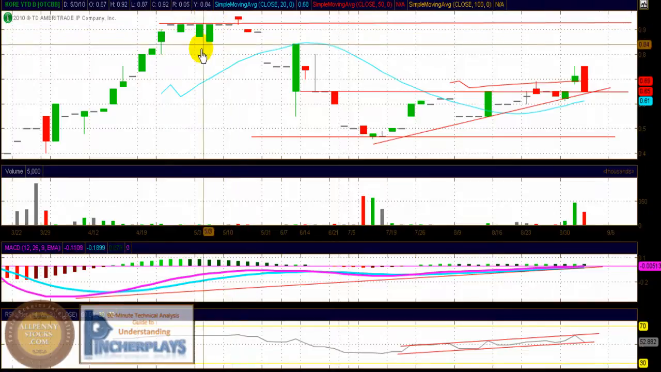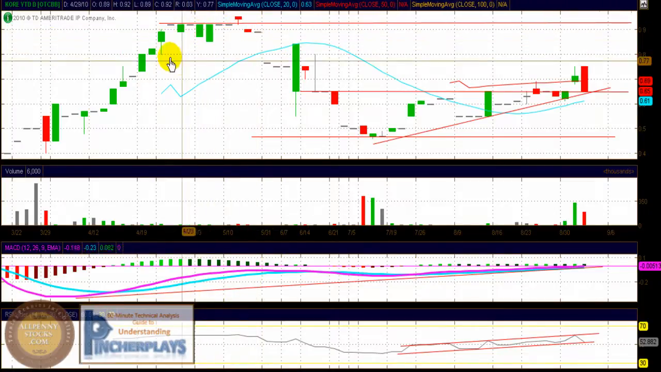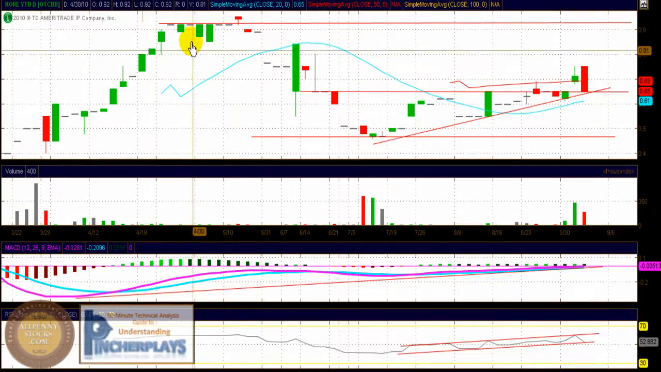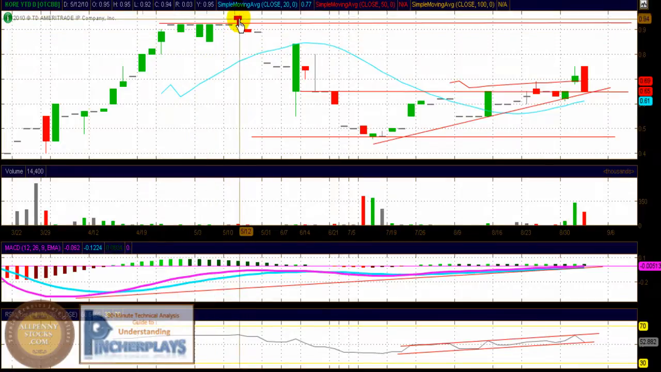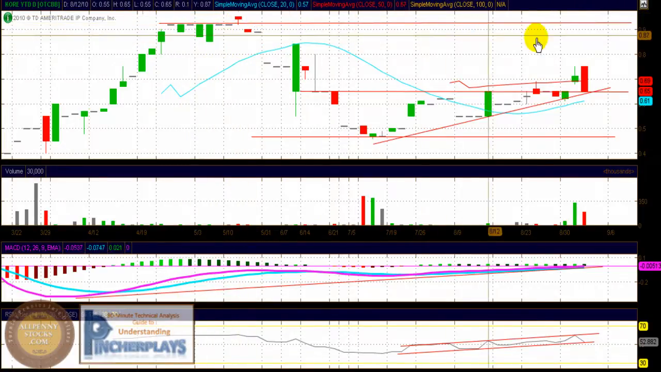We want to see it get up here and challenge this resistance point. It had a tough time with it back in April and May. Once popped above it, came back down. We're going to look for it to come up and challenge it.